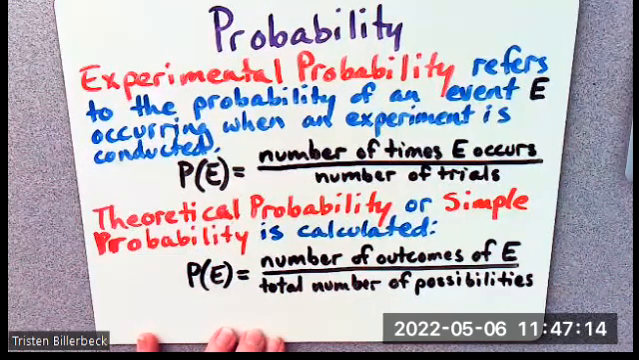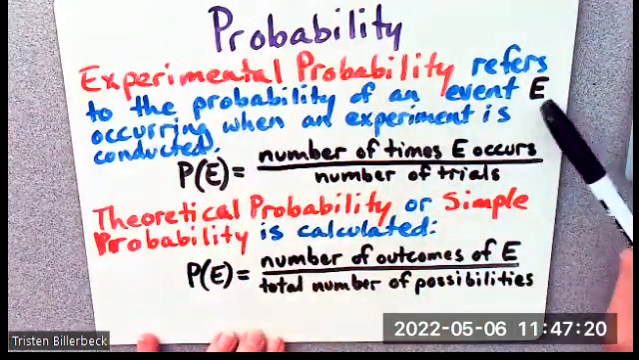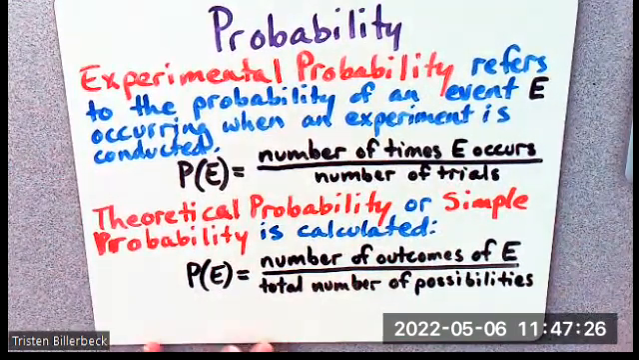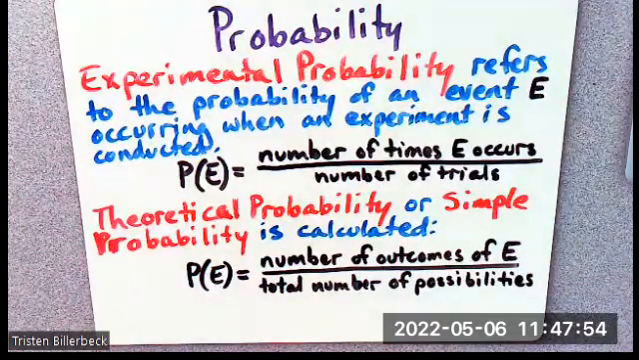Probability: there are two types of probability. We have experimental probability, which refers to the probability of an event E occurring when an experiment is conducted. That's when we do trial and error. What happens when we do this? And we write the result down. And we try it again and we write the new result down. And we collect a lot of data, because just a few data points is not very helpful in statistics. The more data points we have, the better our statistical summaries of the results will be.